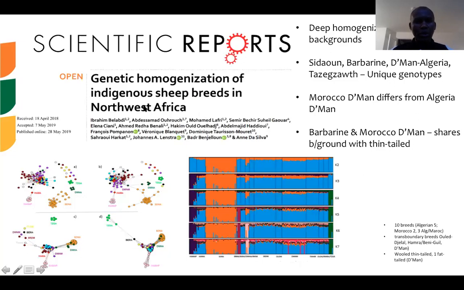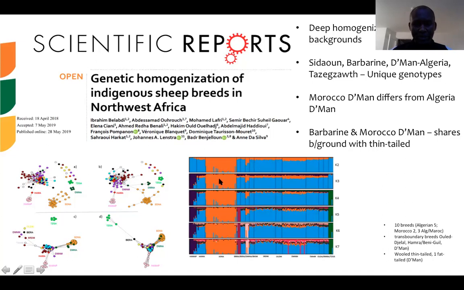The other study I would like to talk about is on Northwest African sheep. These Northwestern African sheep were derived from Morocco and Algeria. In this study, they analyzed 10 breeds, of which 5 came from Algeria, 2 came from Morocco, and 3 were what are called transboundary breeds. These 3 transboundary breeds are found both in Morocco and in Algeria. Now, a major finding of this study was that there is a deep homogenization of the genetic profile of the 10 breeds of sheep sampled from Algeria and Morocco.